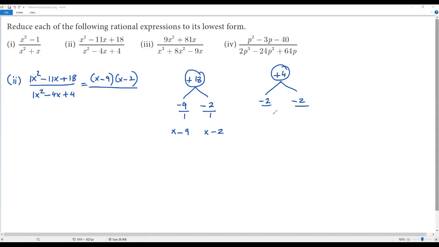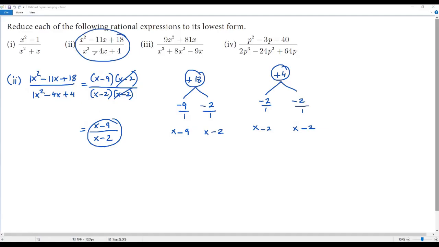Further, we have to divide both the factors by the coefficient of x square, 1. Then we get negative 2, negative 2. Let's take x over here and x over here. Then we get x minus 2 and x minus 2 as factors for the quadratic expression in denominator. Let's cancel out the common factor x minus 2 over here, here. Then we get x minus 9 over x minus 2. This is the lowest form of the rational expression we have in part 2.